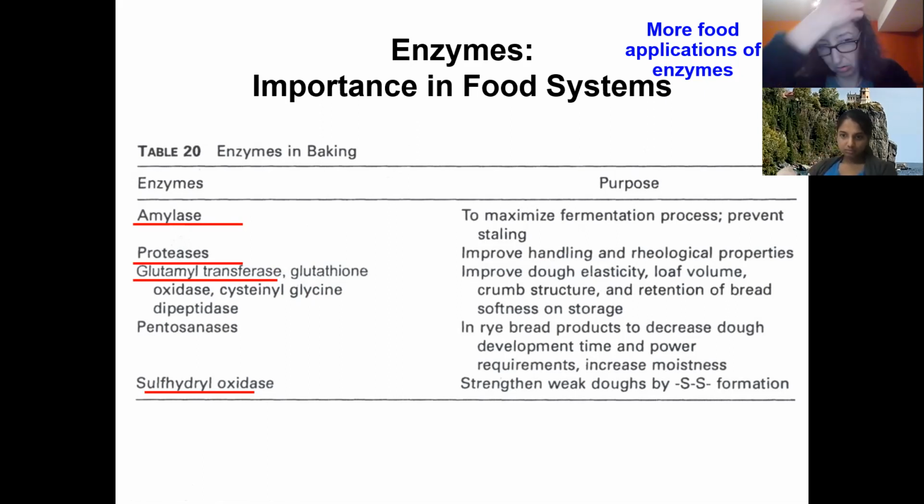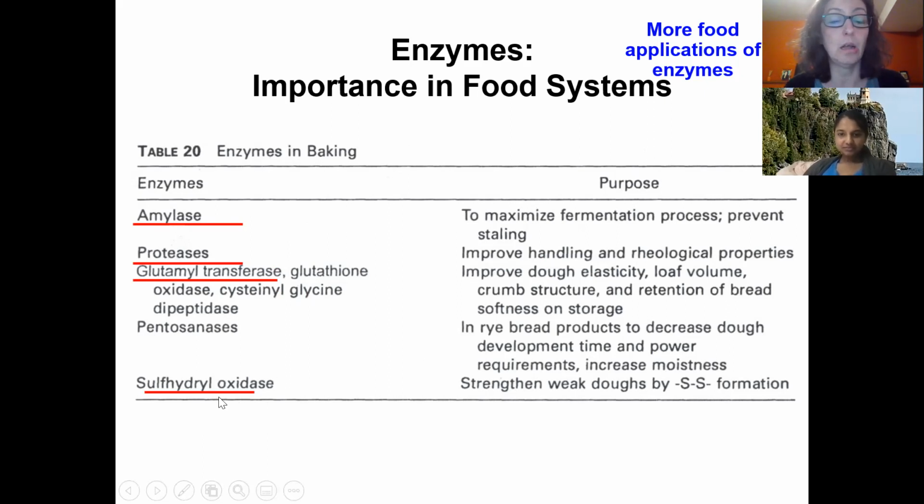No, what is it called? Not glucoamylase. What's the other name of it? Glutaminase? Yes, thank you. Yeah, here they call it glutamyl transferase. I never used that, so it made me forget what the original name is.